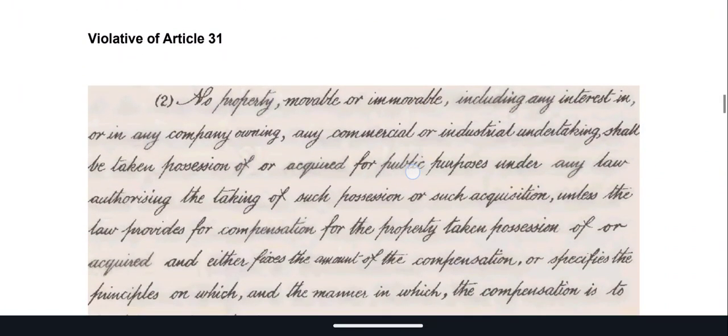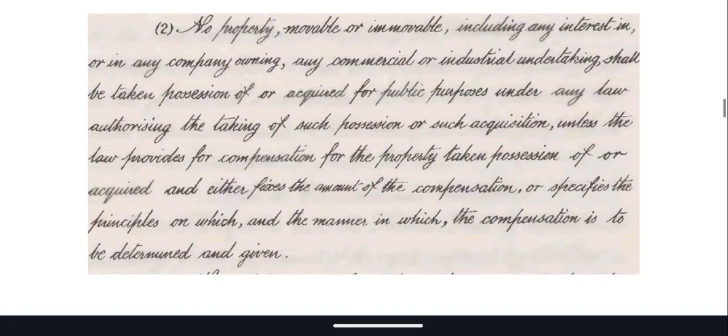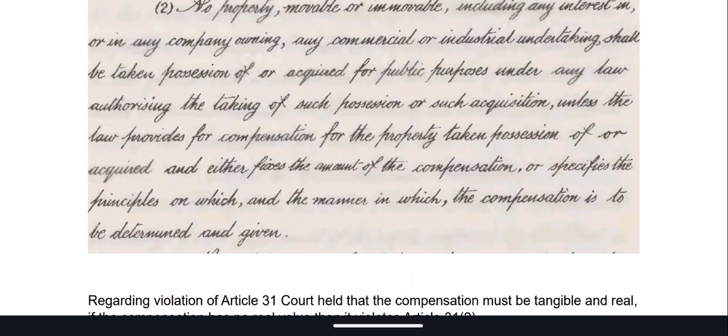The other one was Article 31. Now, what Article 31 is saying is that no property, movable or immovable, shall be acquired for public purposes under any law, authority, the taking of such possession or such acquisition, unless the law provides for compensation. Whenever the government is acquiring any immovable or movable property for public purposes, it has to provide some compensation to that person, and that compensation should be tangible, real. It should not be illusory. That compensation has to be real.